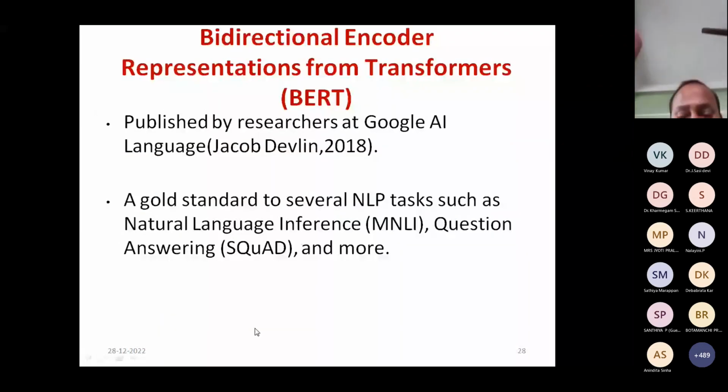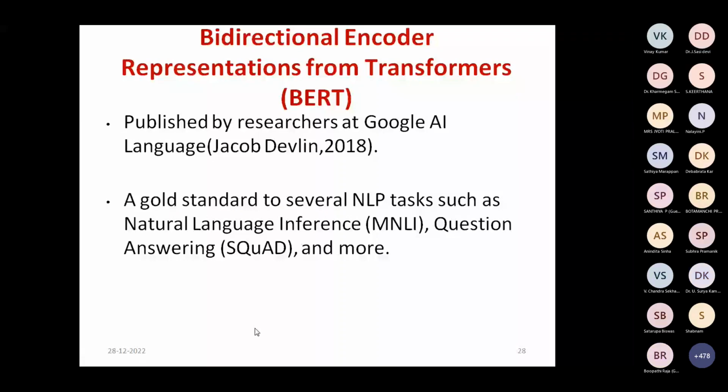Okay. So the gold standard was developed by Jacob Devlin in the year 2018 and his team at Google Research Lab. He published a paper on BERT. BERT is the gold standard for doing all NLP tasks. BERT stands for Bidirectional Encoder Representations from Transformers. It is a very, very current topic in NLP. A person who wants to do real research in deep learning can explore BERT.